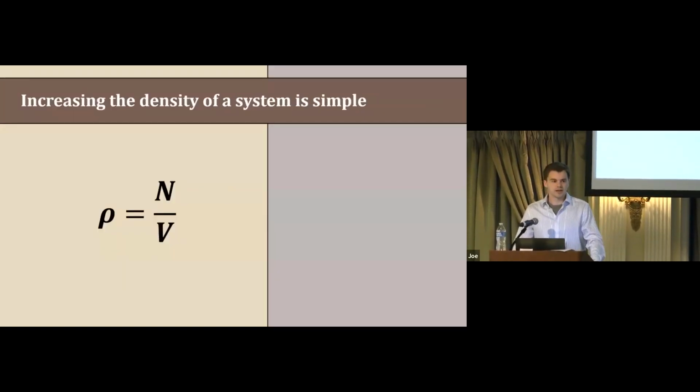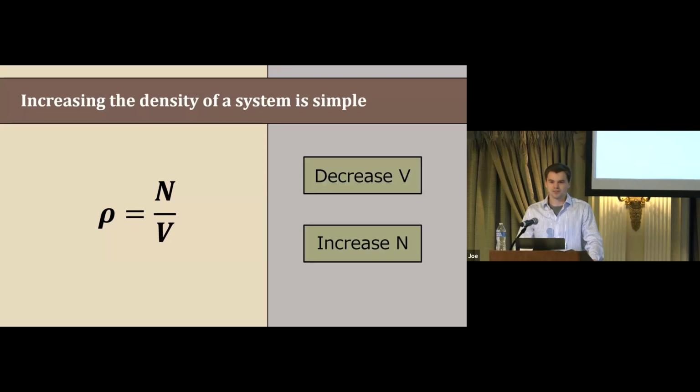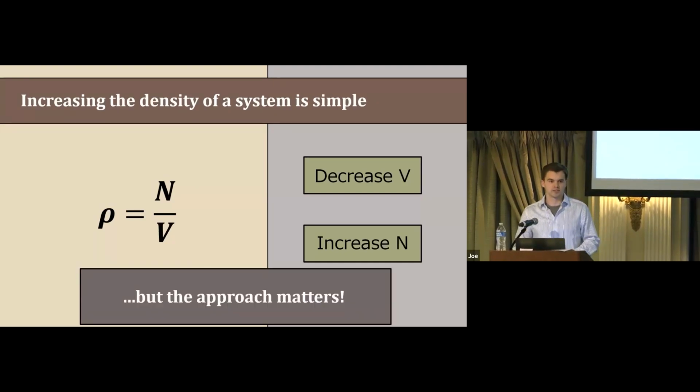So, at an overly abstract level, thinking about increasing the density of a system is very simple. If we treat density as the number of particles in a system divided by the volume of a system, it's not too difficult to think of two clever ways of increasing the density. One of them is to decrease the volume, and the other is to increase the number of particles, right? But of course, it's a little bit more complex than that. And what really matters is the algorithm that you implement to go from low density to a high density.